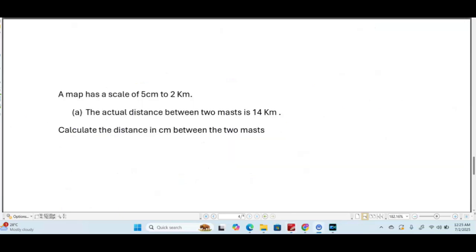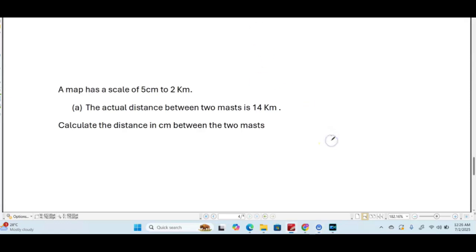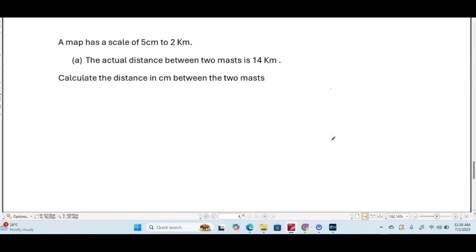Okay, let's move to the last question, which is going to revise all our concepts that we've just done. A map has a scale of 5 centimeter to 2 kilometers. The actual distance between two masts is 14 kilometers. Calculate the distance in centimeters between two masts. What we need to do is that they've given us that 5 centimeters are equal to 2 kilometers on the map. So we've got to find the distance in centimeters.